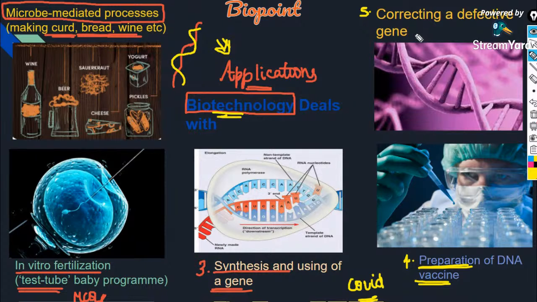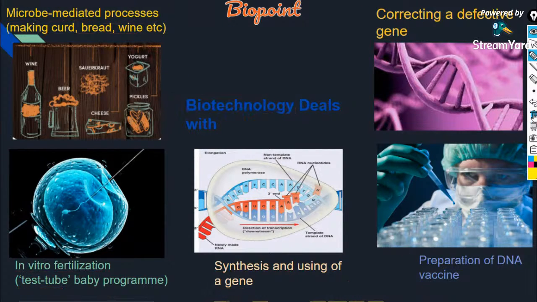The last application of biotechnology is in the correcting of a defective gene. If there is any defect, that is any disorder in any kind of gene, we can use biotechnology to correct the gene. So the defect in the gene can be corrected with the help of biotechnology.